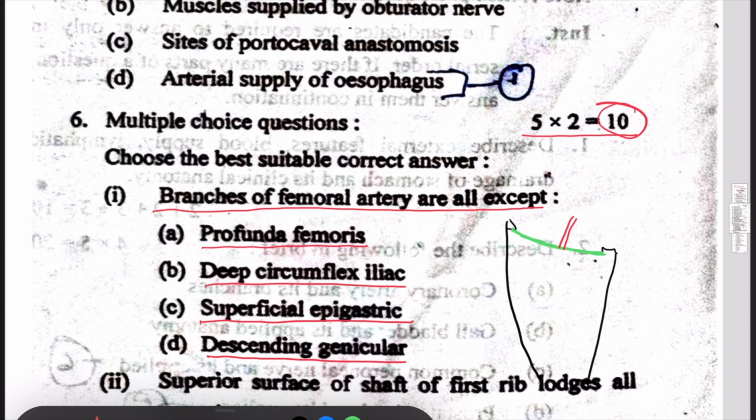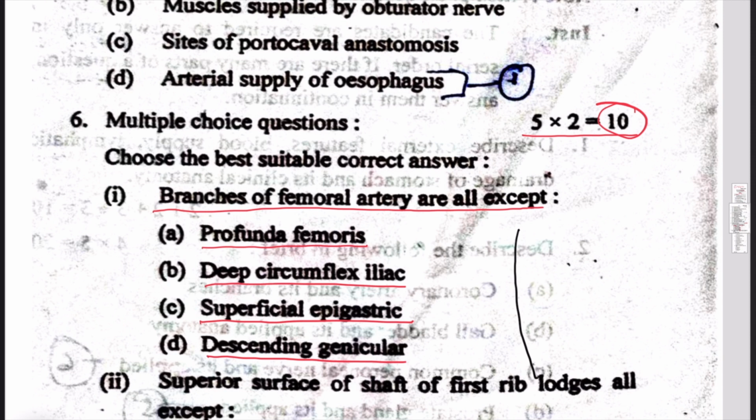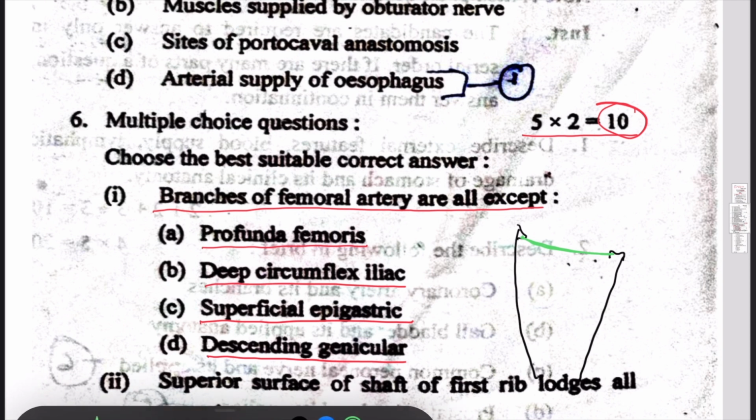Now keep listening. What you're seeing is a thigh with the ASIS, pubic tubercle, pubic symphysis, pubic crest. And here you have the inguinal ligament, which is the folding of the lower edge of the aponeurosis of the external oblique abdominis muscle.